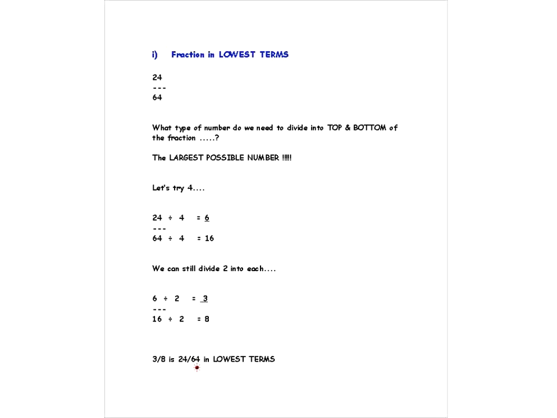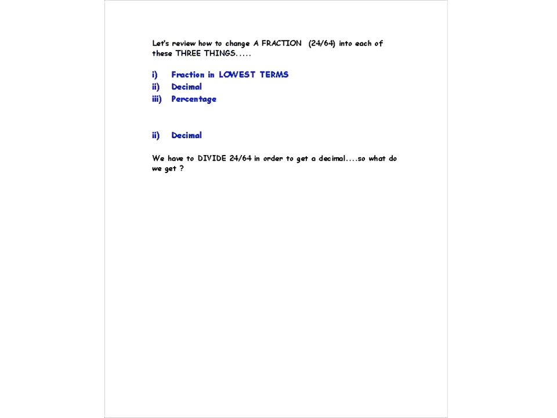Now notice, if we would have known that 8 divides into both 24 and 64 and is the largest number that divides into both, we could have divided 8 into both numbers and we would have got our answer 3/8 right off the bat. Okay, but if we don't know, we can just try 2, we can try 4, and just keep dividing until we get it in lowest terms. Great stuff.